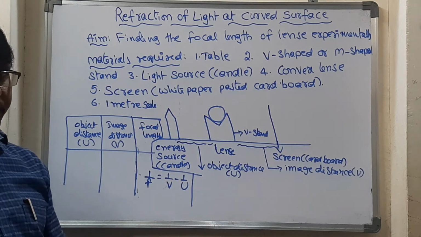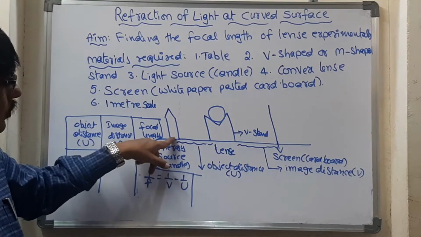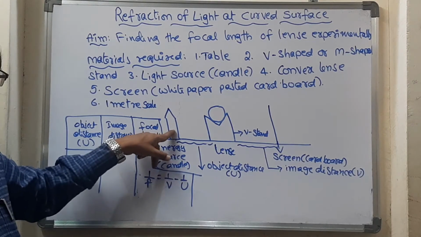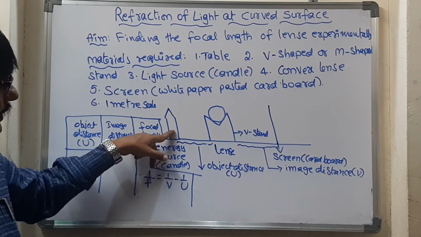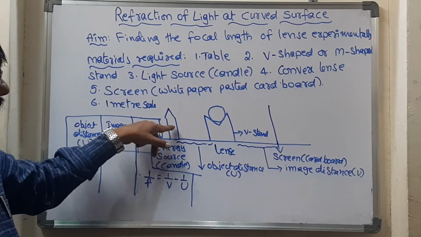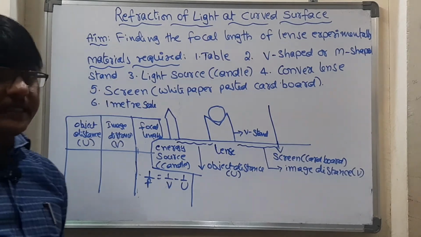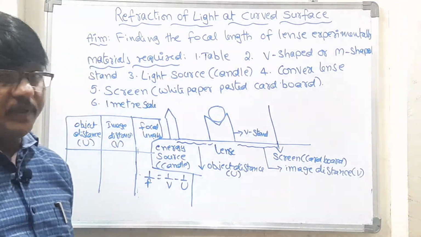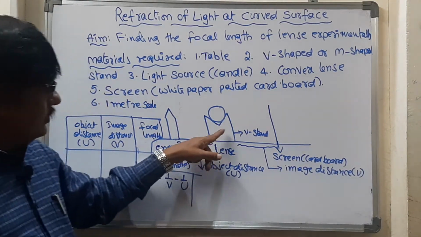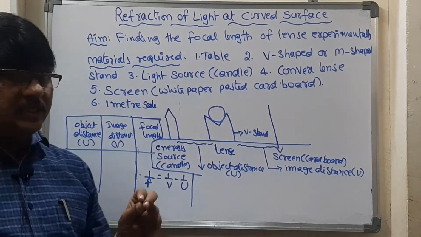The second situation here is, now you change the position of the candle. Position of the candle means either you bring it away from the lens or bring it close to the lens. Let's take 60 centimeters for example. The distance between the lens and the object is 60 centimeters.